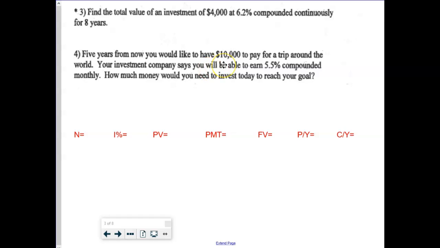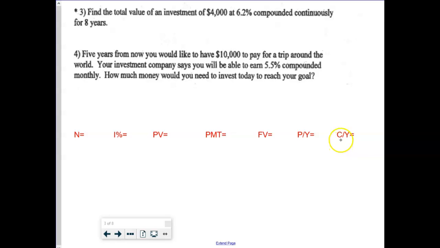All right, so $10,000, sure. Your investment company says that you'd be able to earn 5.5% compounded monthly. How much would you need to invest today? Technically this is an Algebra 2 question because we're not adding any money to this on a monthly basis, besides the interest.